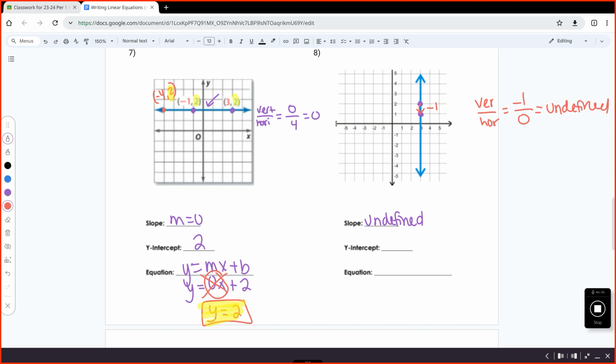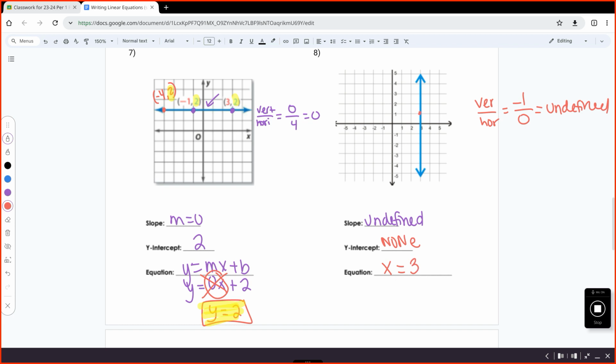All right, so then your y-intercept, well, here is the y-axis, and the blue line doesn't cross the y-axis at all. So we're saying that our y-intercept, there is none, because the line doesn't cross it. Don't write 0. The answer is none. There is no y-intercept.